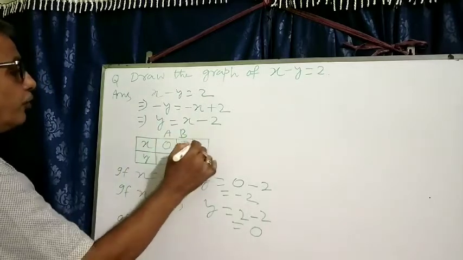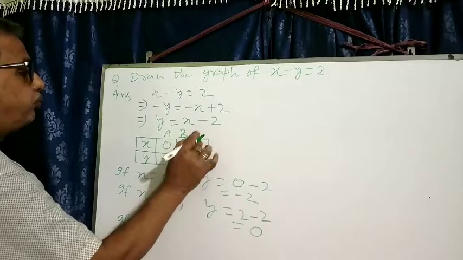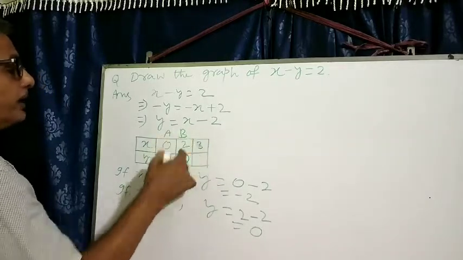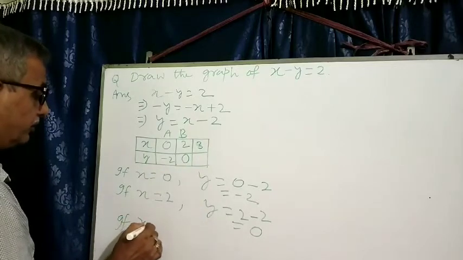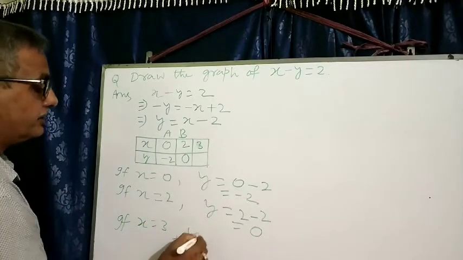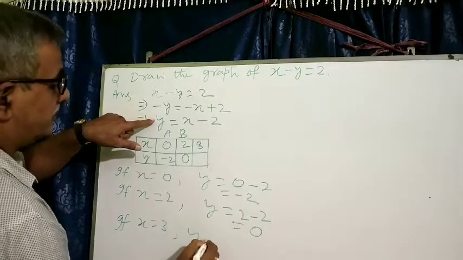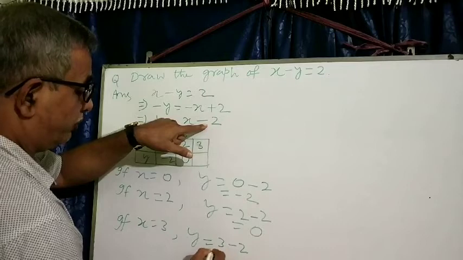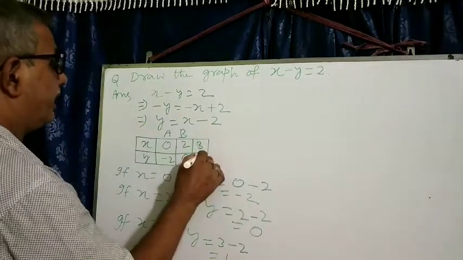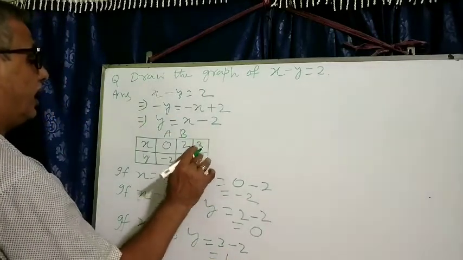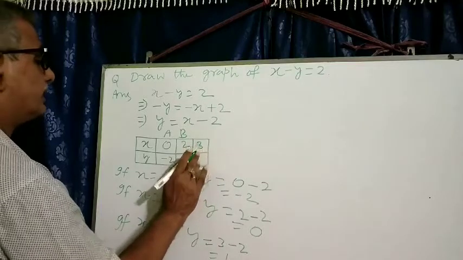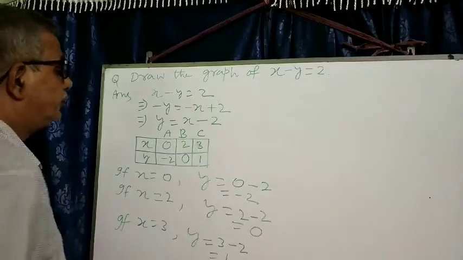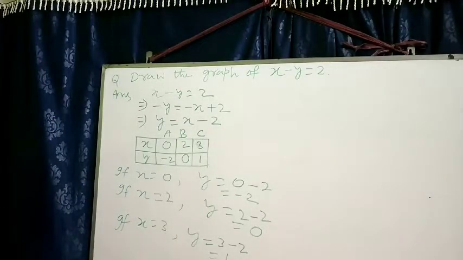Suppose I have taken x is equal to 3. So what are you getting? X is equal to 3, then y is equal to, you see, instead of x, 3 minus 2. You are getting 1. So here you are getting 1. My dear students, so what are the things you got? Point C you got. How can you draw?